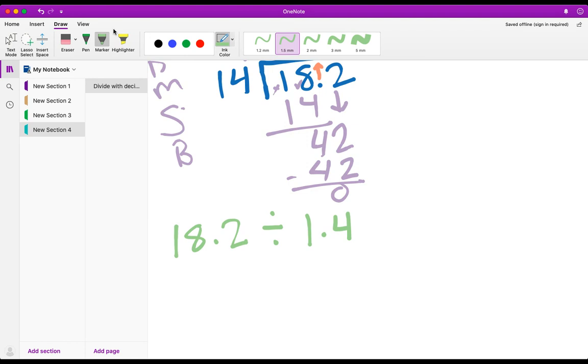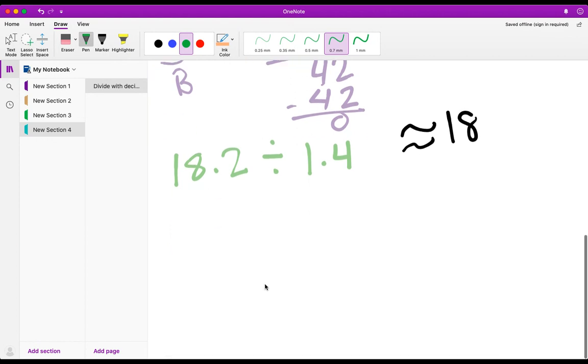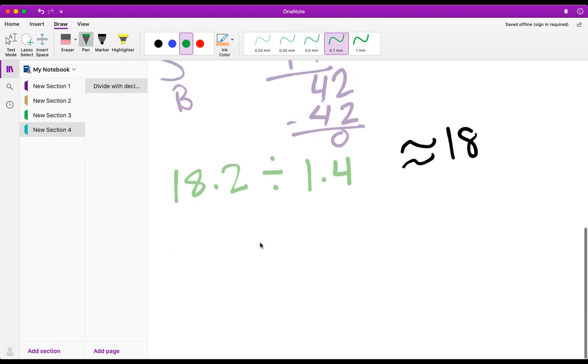Now, before I get started, I'm going to look. If I'm just pretending that I don't have these decimals here, what would be 18 divided by 1? It'd probably be about 18. So I'm just going to guesstimate that my answer is going to be about 18. Okay. So here we go. We're going to set up our problem. And I know that I have the dividend on the inside of the house here, the divisor on the outside of the house, but we have a huge problem.